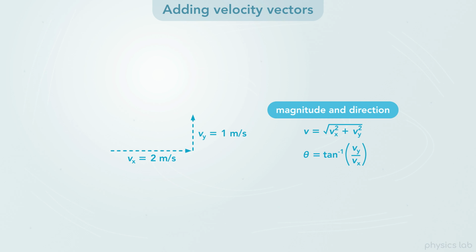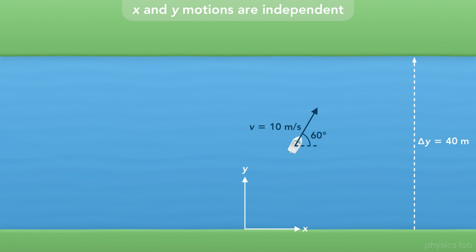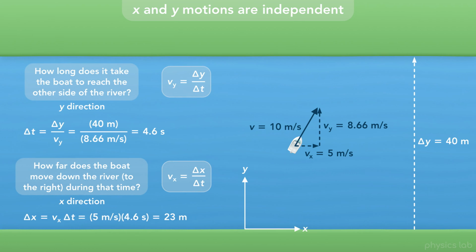We can add velocity vectors just like we did with displacement vectors. The resultant velocity vector tells us the magnitude and direction of the object's actual velocity. An important concept in physics is that an object's x motion and y motion are independent. X motion does not affect y motion, and y motion does not affect x motion. This means we can take two-dimensional motion and break that down into the x motion and the y motion. Then we can study and answer questions about the x and y motions separately.